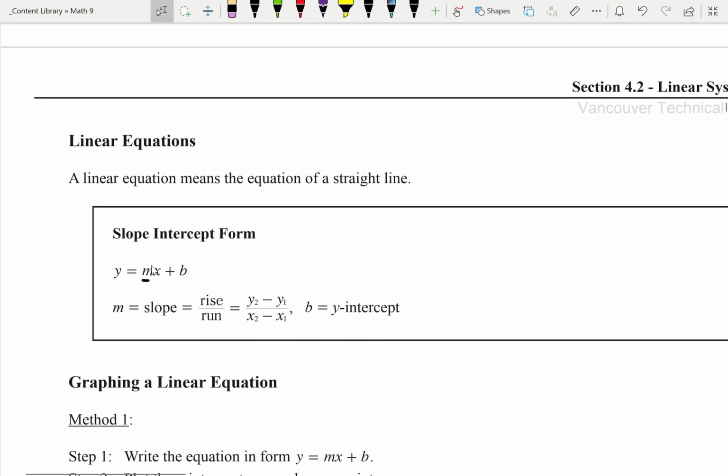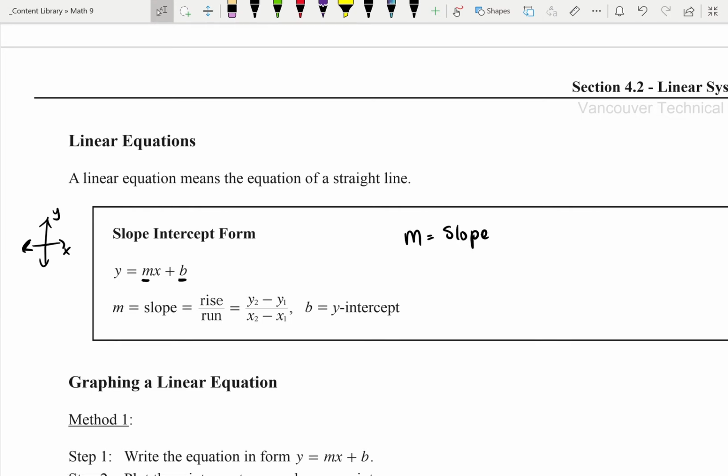So the two things that I'm interested in right now, I have y and x, which should kind of stand out to our x and y axes. So oftentimes those x and y's are going to represent something, but the m and the b are sort of new letters. So the m refers to, in this case, what we like to call in math our slope.